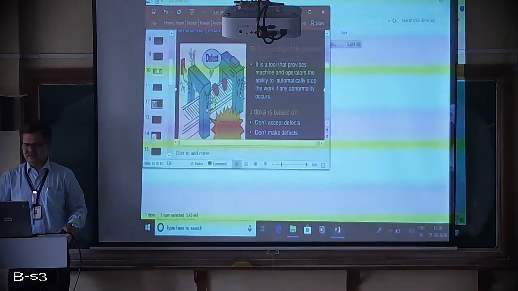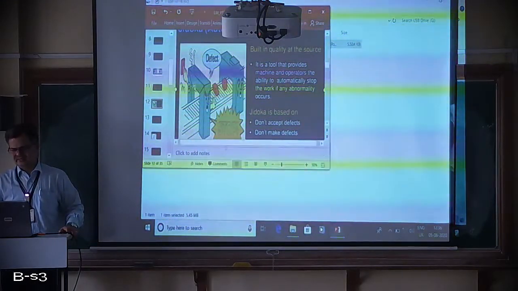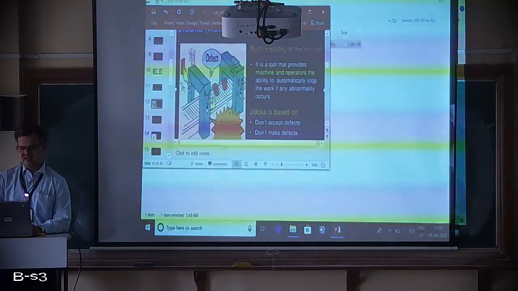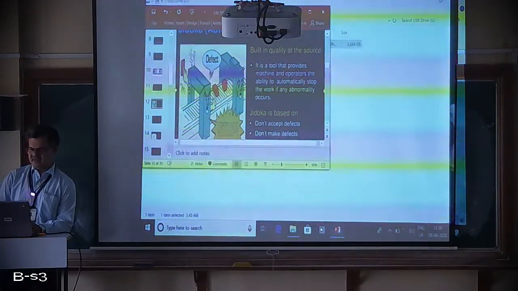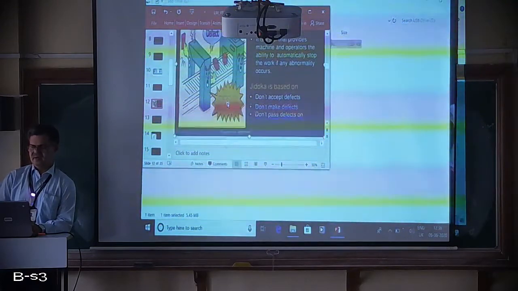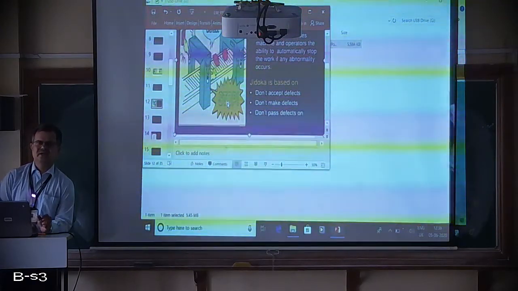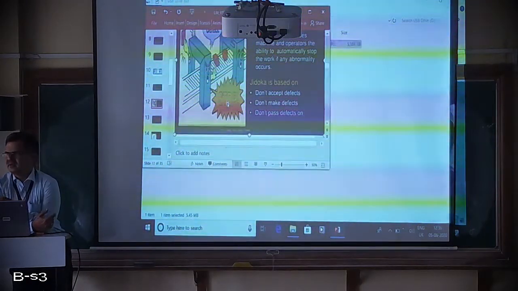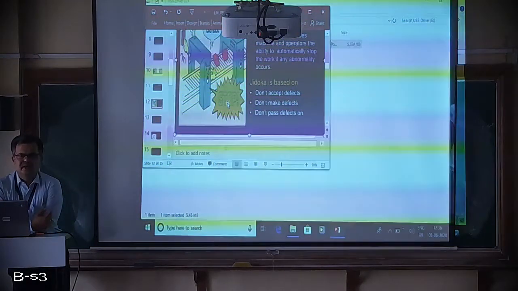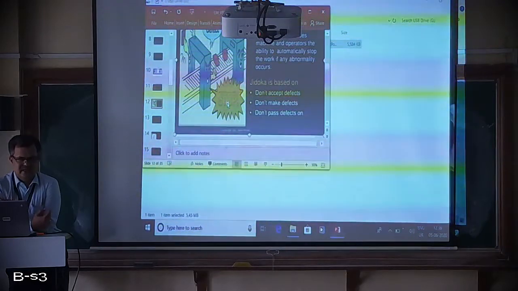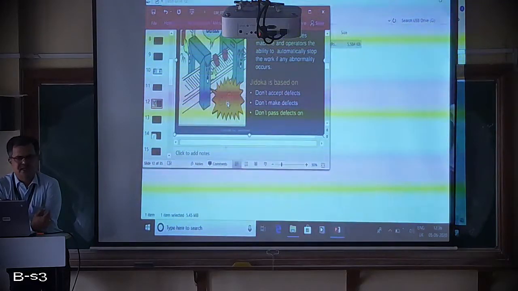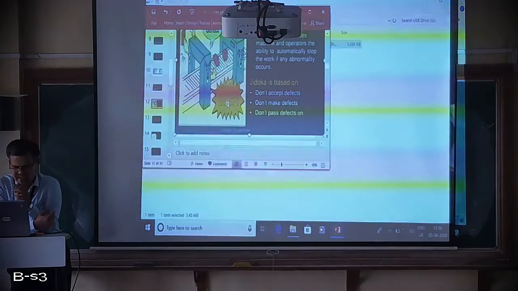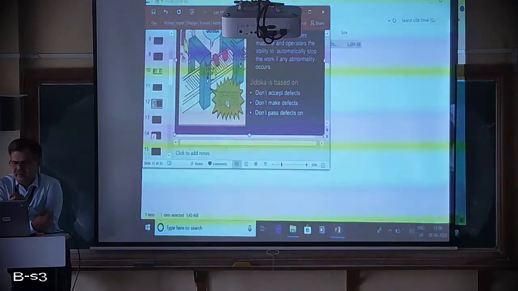Jidoka is based on don't accept defects. Okay, it's very important. Don't accept defects. Next, don't make defects. Accepting is okay, it's a quality checking. After quality, if they found it was checked, found defective, then rejection is there. Customers won't accept it. That is after manufacturing. But during manufacturing, it enforces that don't make defects.